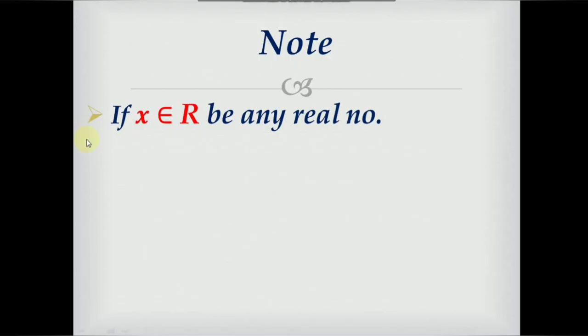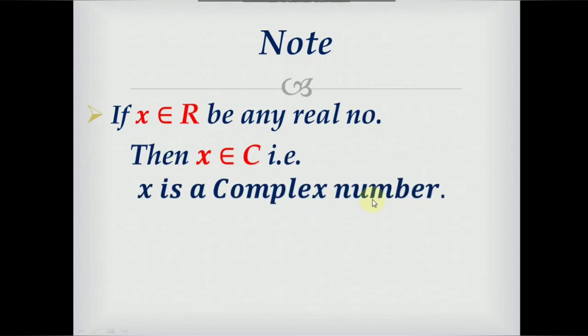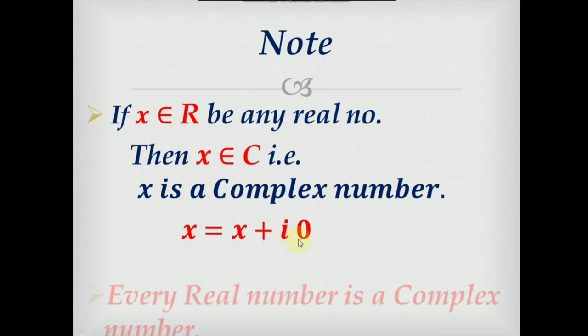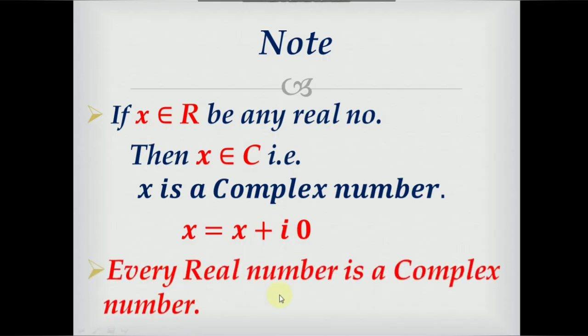In this way we can represent this number as a complex number, that is in the form of x plus iy. From this example we will see a general note. If x belongs to R, be any real number, then x belongs to C, that is x is a complex number, because x is equal to x plus 0i, where x and 0 are the real numbers. Because we have given x belongs to R and we know that 0 is a real number. So we can represent any real number in the form of a complex number. So we can say that every real number is a complex number.